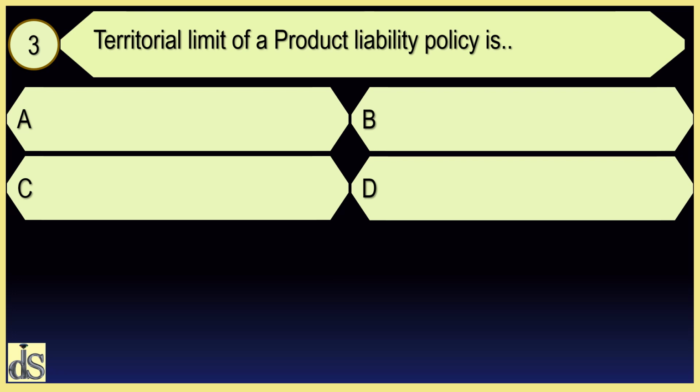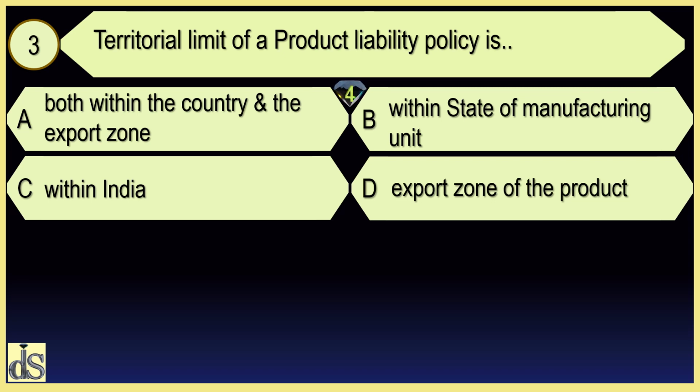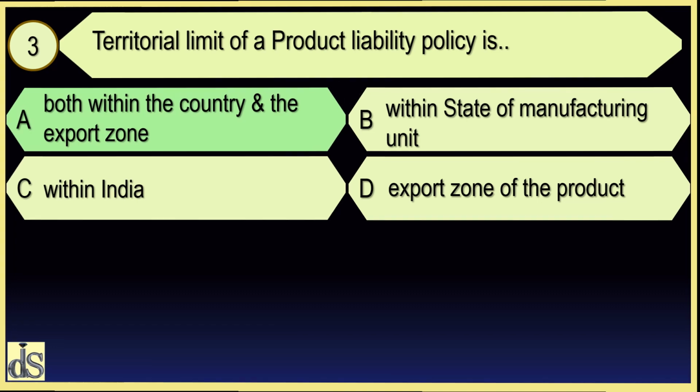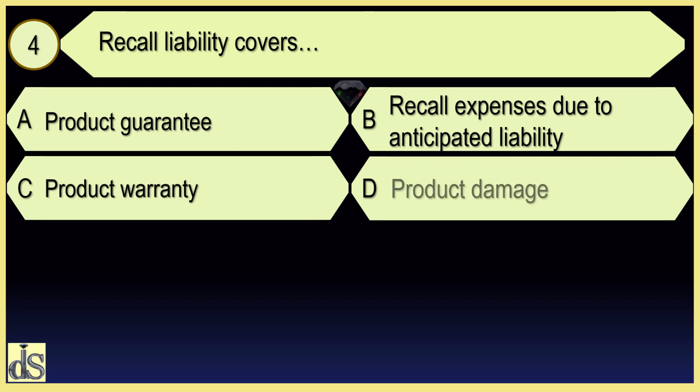Territorial limit of a product liability policy is both within the country and the export zone. Recall liability covers recall expenses due to anticipated liability.